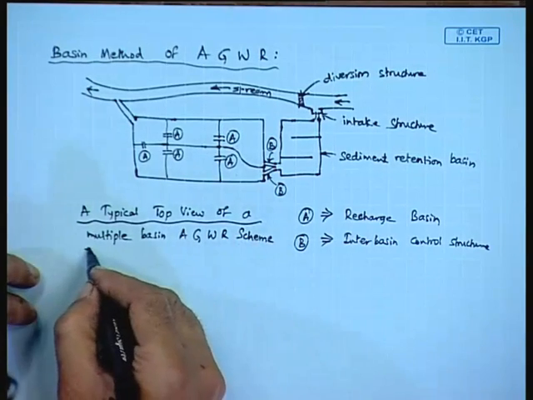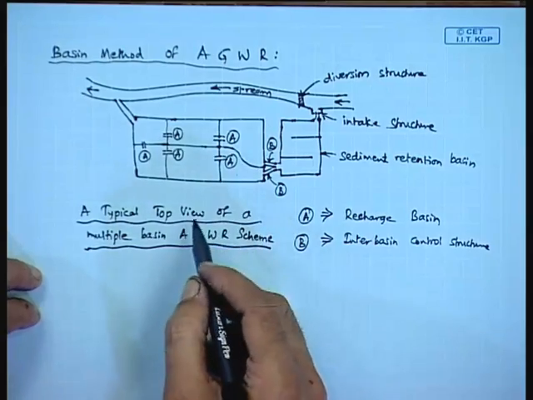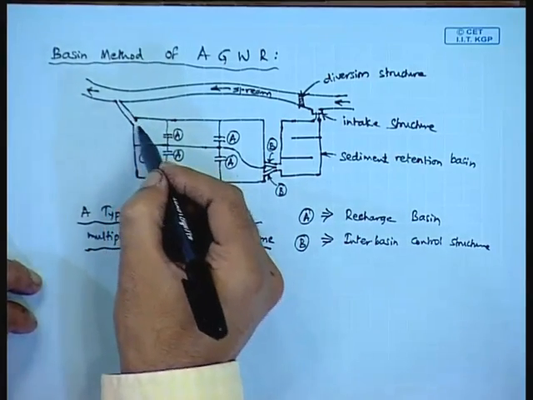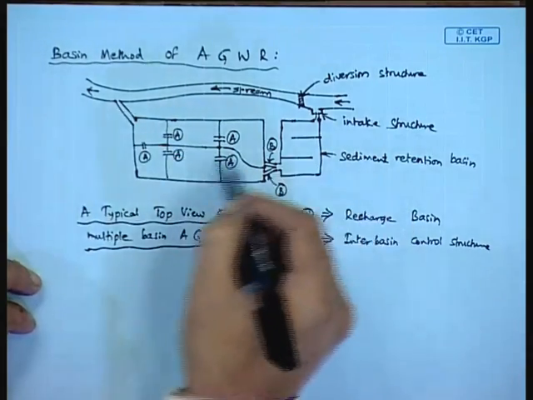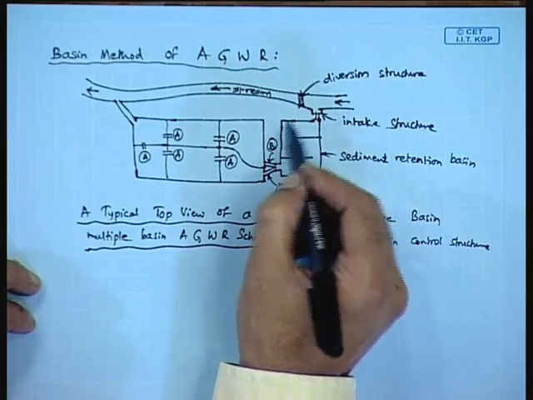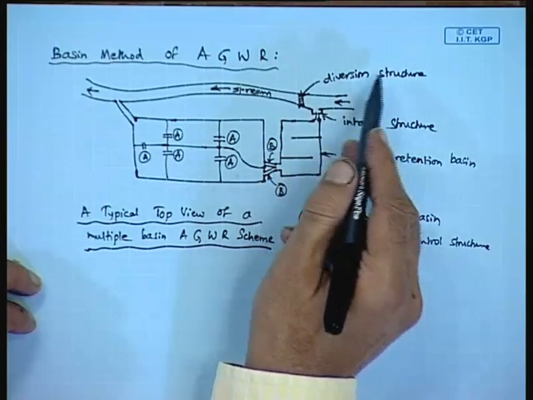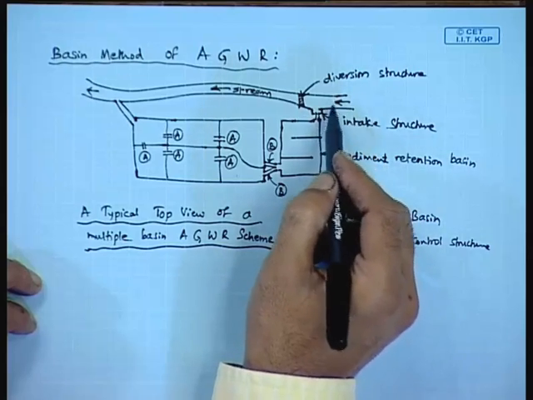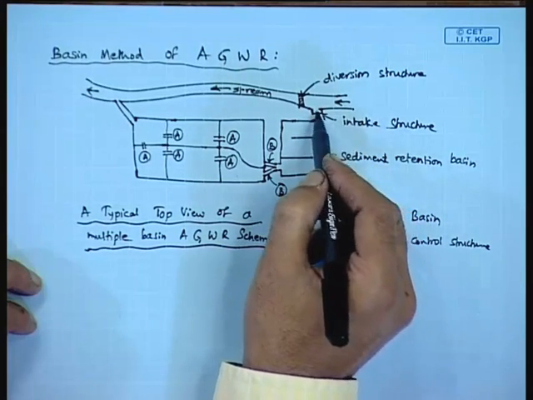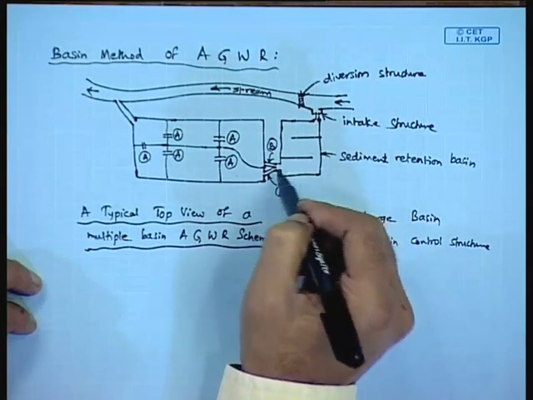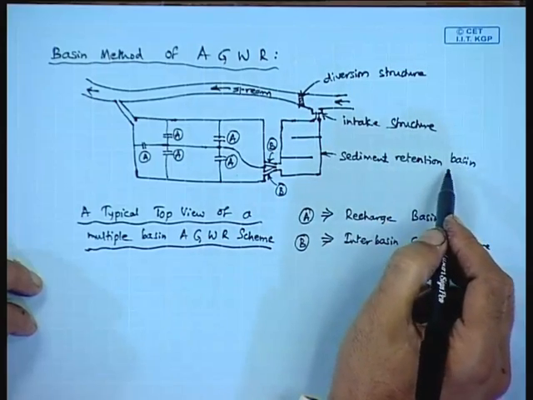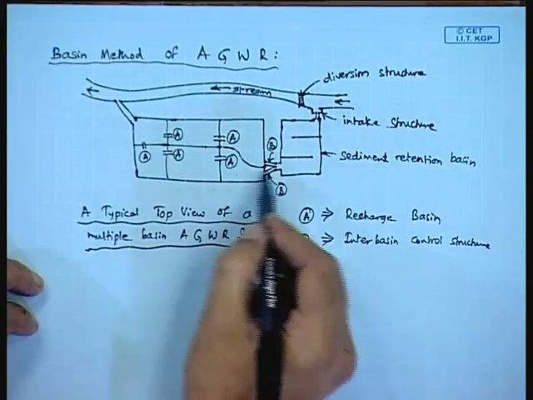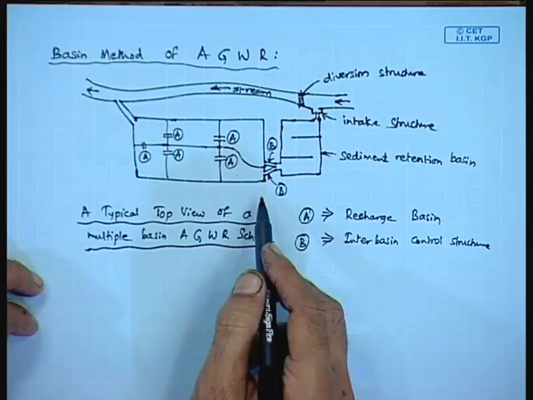So it will be like this. Basically, what happens here is, it is in the same direction. Initially there is a diversion structure which will augment the head, and then the water is diverted through the intake structure, and from the intake structure it passes through the sediment retention or sedimentation basin, and then there is the interbasin control structure.